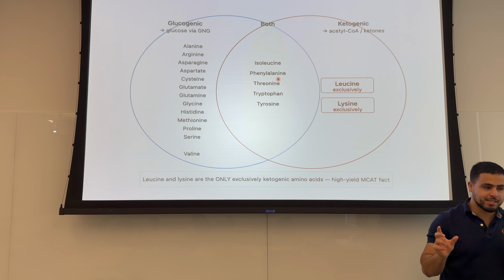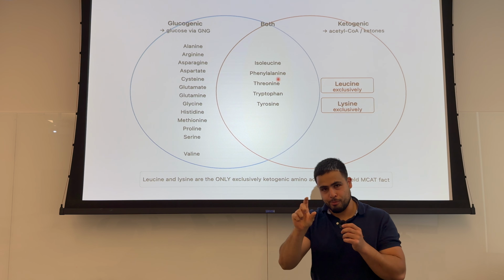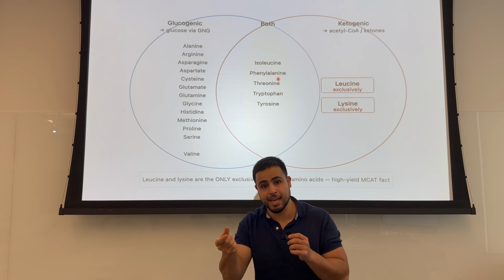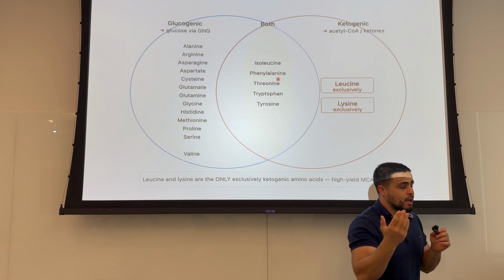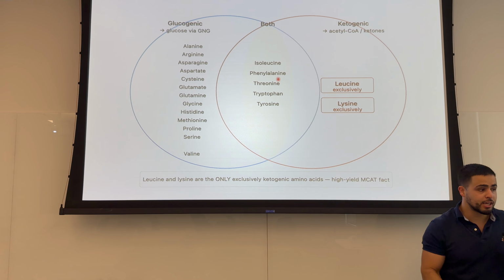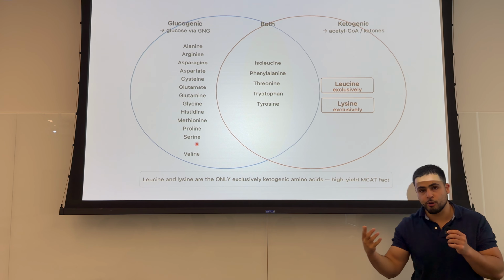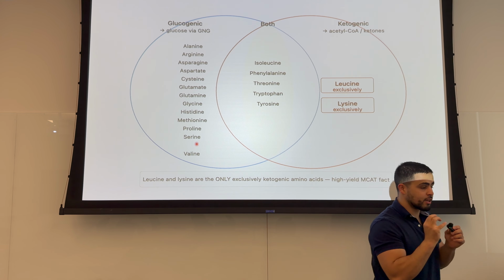The way you can think of this is that tyrosine, one of those aromatic amino acids, has an OH in its side chain. Threonine also has an OH in its side chain, so it's also both ketogenic and glucogenic. Importantly, while serine also has an OH in its side chain, it is only glucogenic.